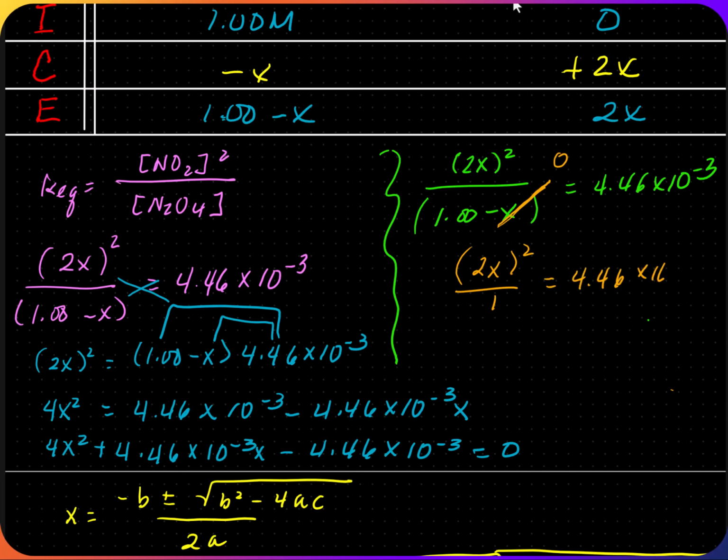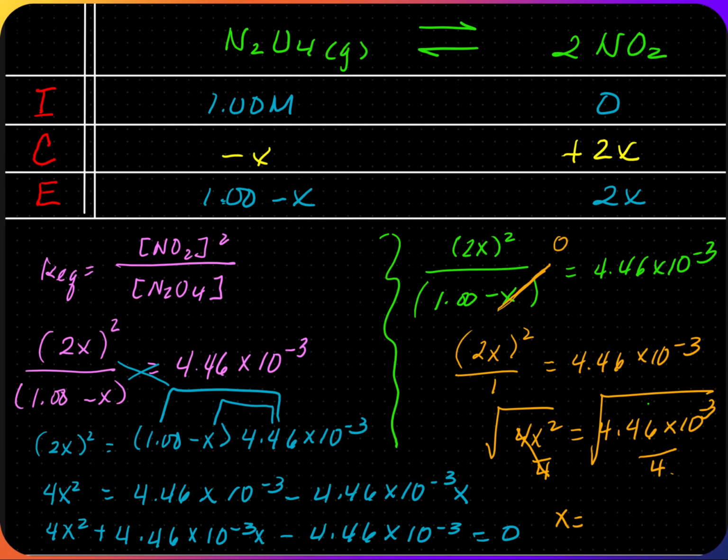4.46 times 10 to the negative third. So this becomes 4x squared is equal to 4.46 times 10 to the negative third. I divide both sides by 4, and the 4s on the left cancel out. And then I take the square root of both sides. X is equal to 0.0334. So now, after you apply the 5% rule, you must always check to see if it's valid.